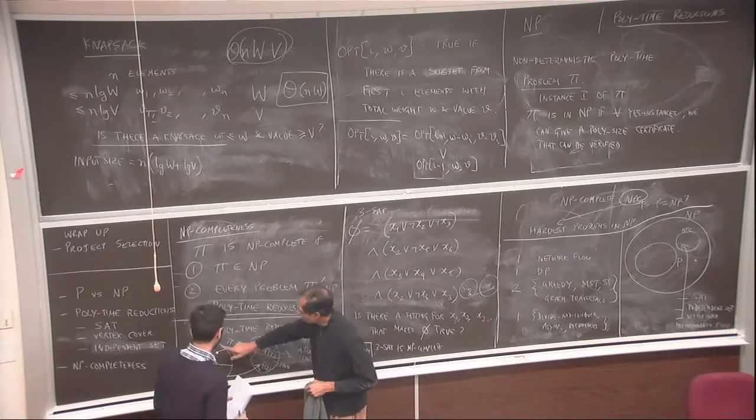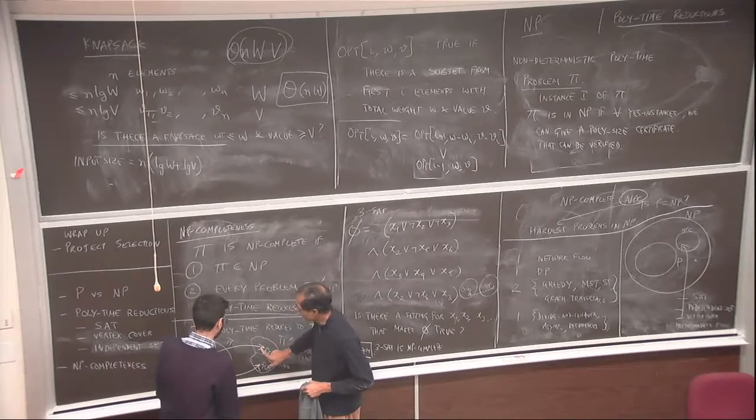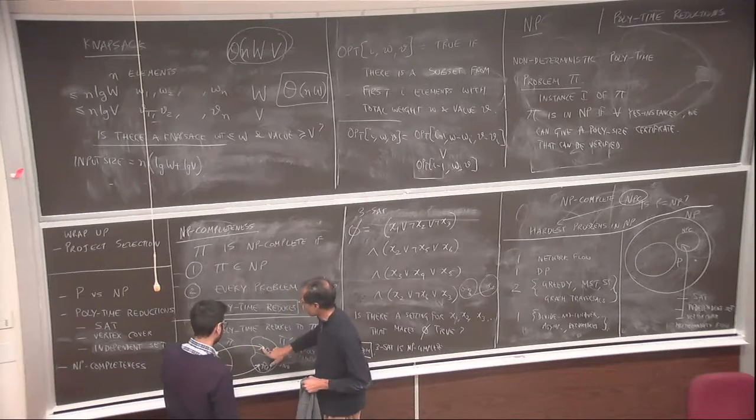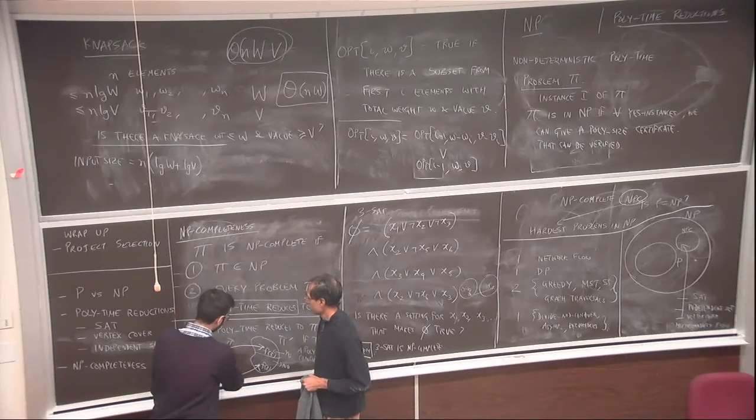No. The function should apply to everything here. Yes, right? Everything has to be mapped somewhere. Yes. But yes should only be mapped to yes, no should only be mapped to no. But even if we can map all the yes to only no.